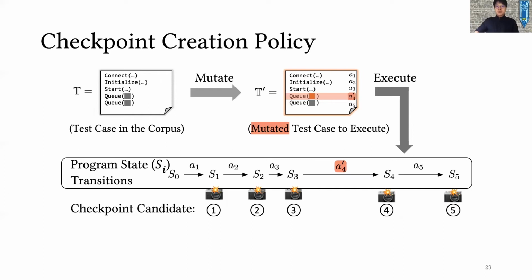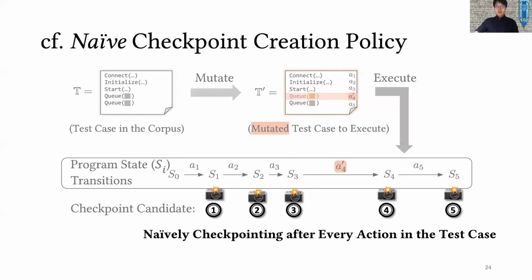So there's a test case denoted by T, which contains a sequence of 5 actions: connect, initialize, start, followed by 2 queue operations. And T prime here is a test case mutated from T on the first queue operation, or the 4th action. While executing T prime, there are 5 candidate points at which checkpoints can be created. A naive approach would create a checkpoint after each action. However, we found this approach to be too expensive due to both the checkpoint creation overhead and the memory pressure it adds to the checkpoint storage.